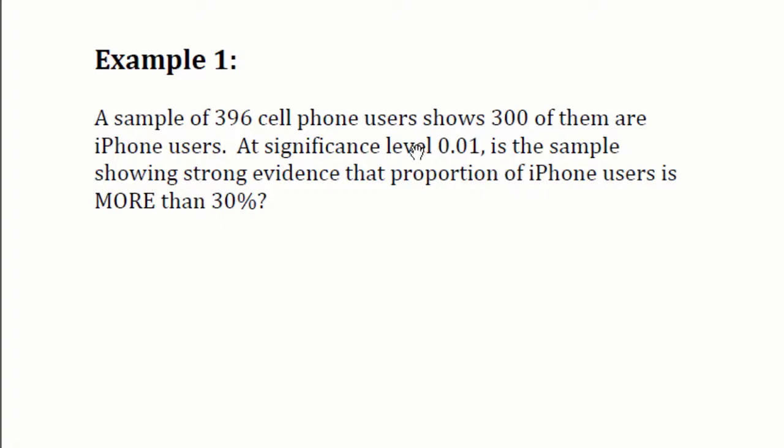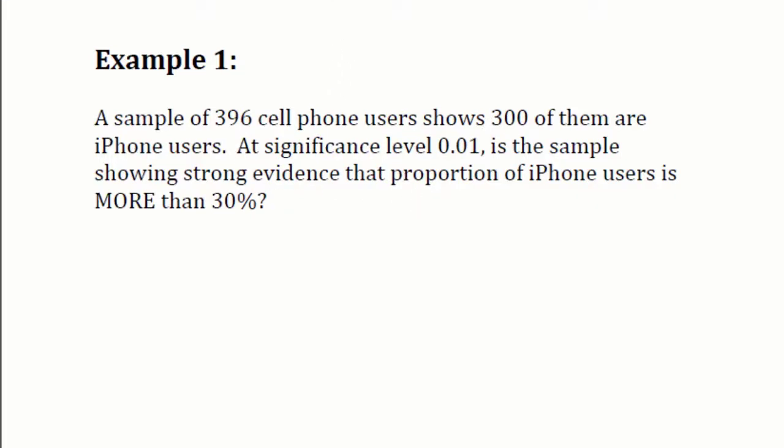Any one of us is using a cell phone of some kind, and iPhone is not the only kind of cell phone out there. There are Samsung cell phones, there are Nokia, there are iPhones, and there are so many other mobile phones. So we would like to study the proportion of iPhone users in the population of cell phone users. That's the aim of this particular problem. What we have here is a sample of 396 cell phone users, and in this sample, 300 of them are iPhone users.